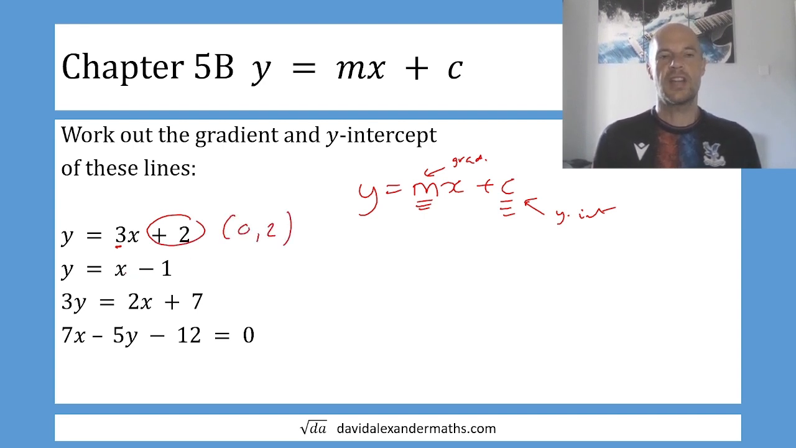What about if it's just x? Well, remember that could be 1x, so the gradient is 1, the y-intercept is -1 or (0, -1). So far so easy, hopefully. Now it only works when it's y equals mx plus c.